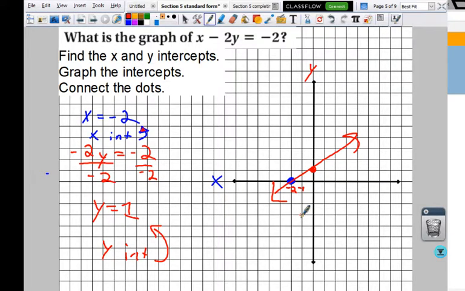Wait, it'd be -1, so you go down 1. That's a positive one. -2 divided by -2 is a positive. I'm confused. We're going to do another one. Don't worry. When you divide it, can you explain it to me? What's -2 divided by -2? Positive.